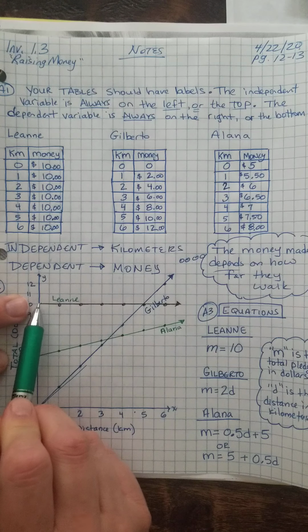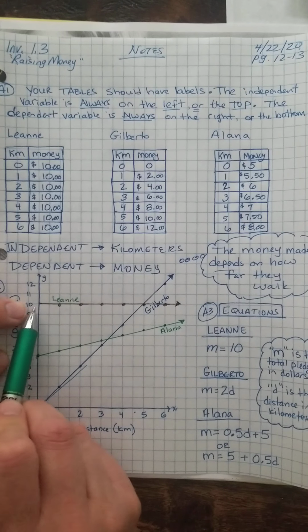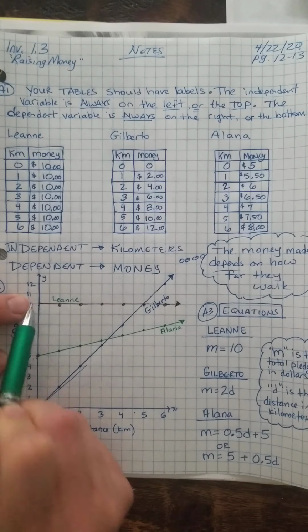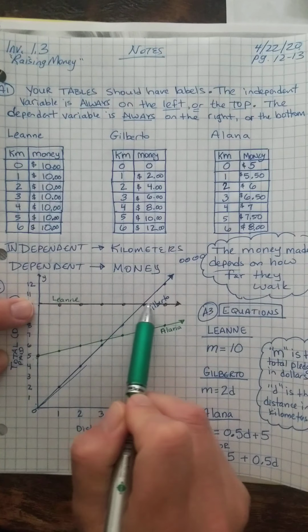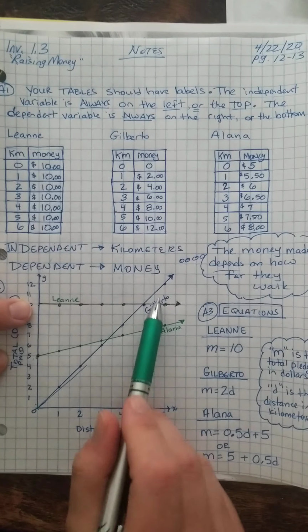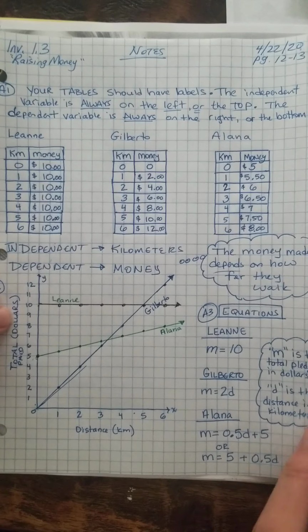Leanne, you'll notice she is just maintaining on the graph visually at 0 kilometers, she's making $10, but that never changes. She's got a horizontal line going all the way across because it does not matter how many kilometers she walks, she gets $10 no matter what.